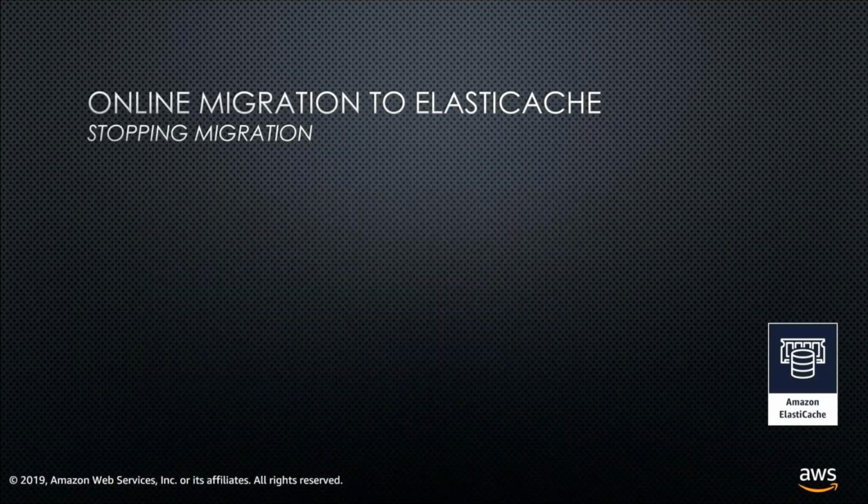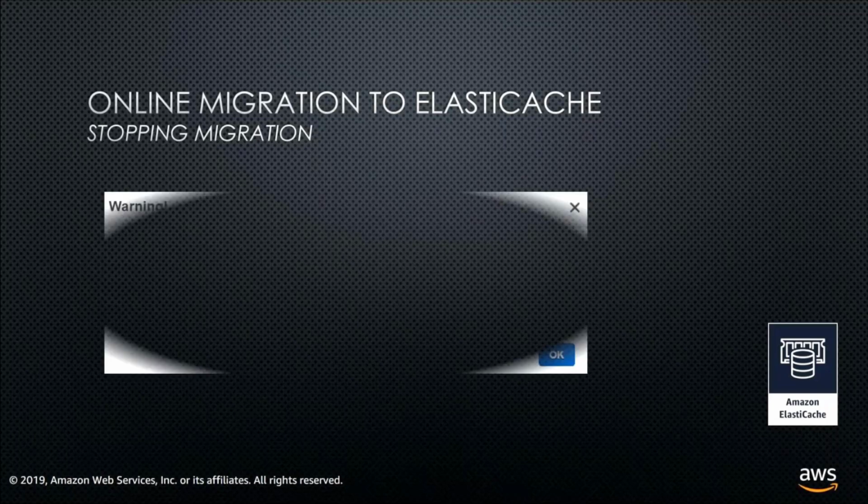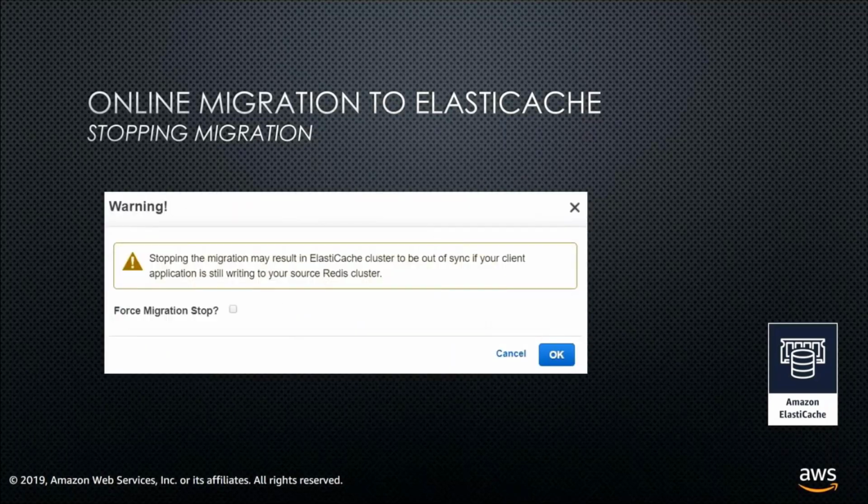Now, stopping the migration will cut off the link between your Redis cluster and ElastiCache, and promote the ElastiCache cluster to be independent with the primaries and replica. You can continue to monitor writes to your cluster and ElastiCache, and when everything looks good, redirect your application to only write to ElastiCache.